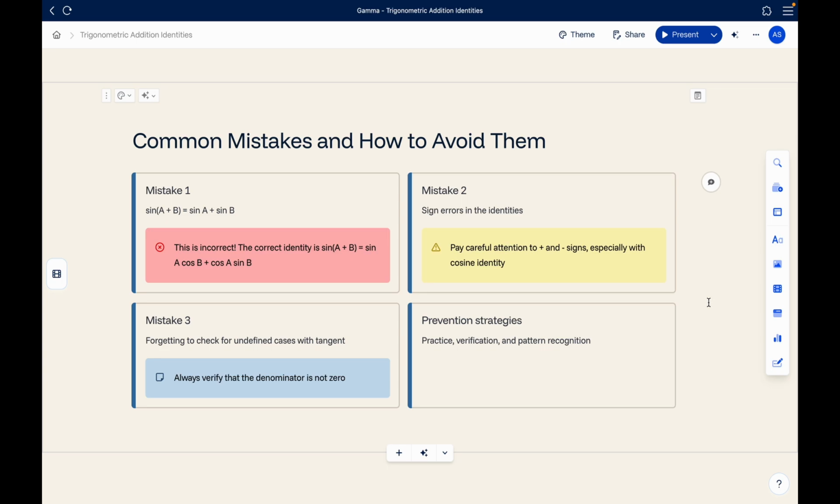So, a few prevention strategies for these mistakes are just practice, verification, and pattern recognition. Because by the time you've done a lot of these problems, you've gotten better at the skill, and you learn to recognize patterns, these will be all but non-existent.